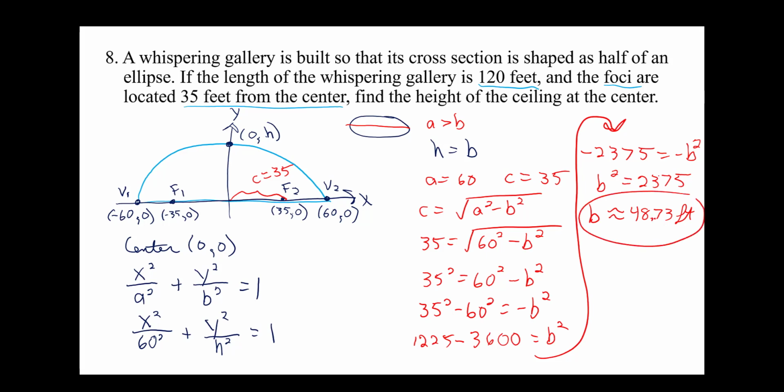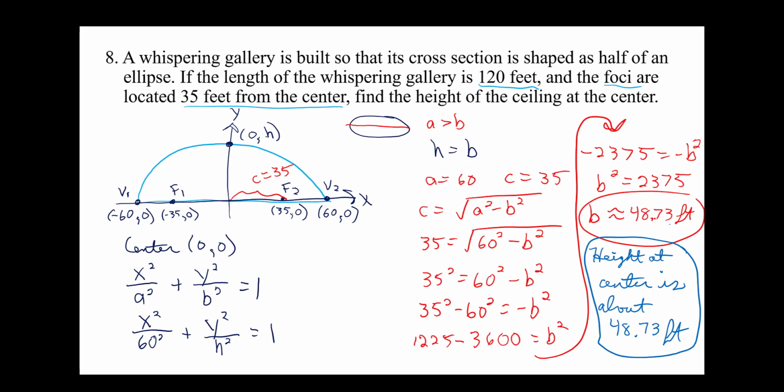Okay. So we have B, and actually B is h. So our height at the center is about, or approximately about 48.73 feet. And this will be our answer here.